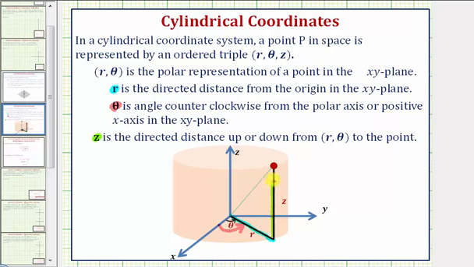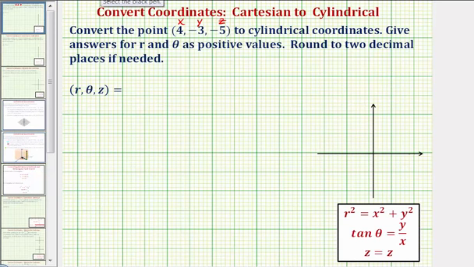So going back to our example, so we can better visualize this, let's plot the point 4, negative 3 in the xy plane. So this would be the x-axis, this would be the y-axis. And since the x-coordinate is positive 4, we'd go right 4 units. And because the y-coordinate is negative 3, we go down 3 units. So this would be the point 4, negative 3 in the xy plane. And therefore this distance here would be r.